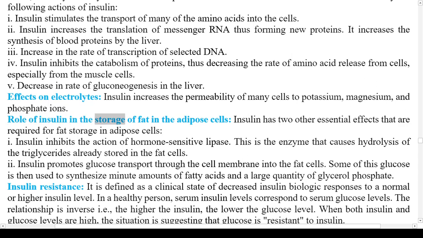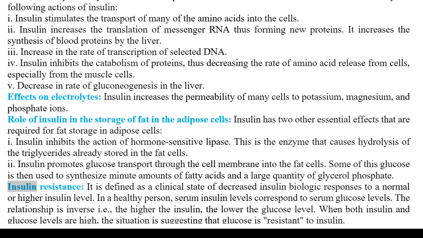Role of insulin in the storage of fat in the adipose cells. Insulin has 2 other essential effects that are required for fat storage in adipose cells. 1. Insulin inhibits the action of hormone-sensitive lipase. This is the enzyme that causes hydrolysis of the triglycerides already stored in the fat cells. 2. Insulin promotes glucose transport through the cell membrane into the fat cells. Some of this glucose is then used to synthesize minute amounts of fatty acids and a large quantity of glycerol phosphate.